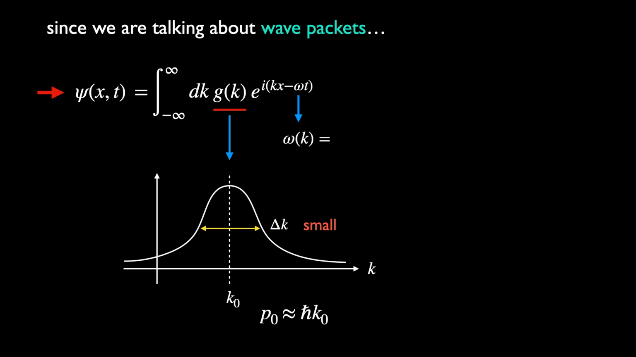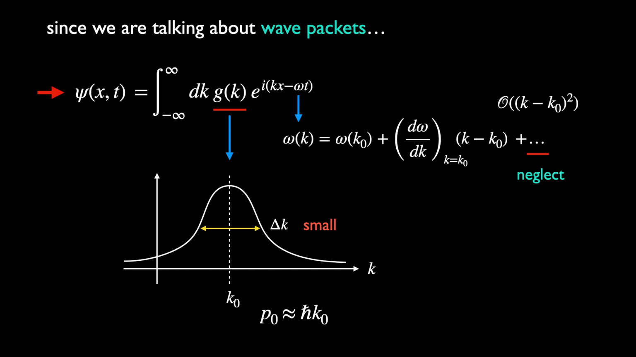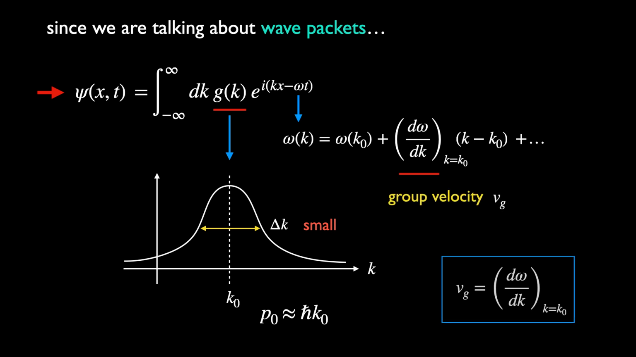If we now expand omega(k) around k equals k0, the higher order terms could then be neglected, since these are only significant for large deviation from k0, but in this situation, g(k) will be small. So the wave function is mainly built out of the superposition of plane waves with k close to k0. The coefficient of the linear contribution, which is the derivative of omega with respect to k evaluated at k0, is called the group velocity of the wave packet. As we shall see, this group velocity corresponds to the average velocity of the wave packet.